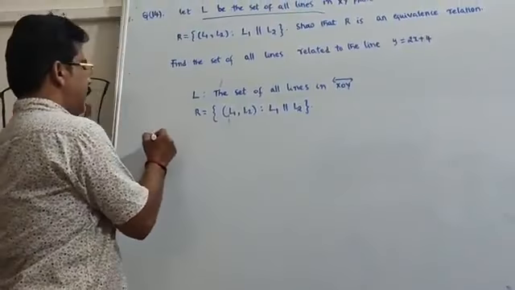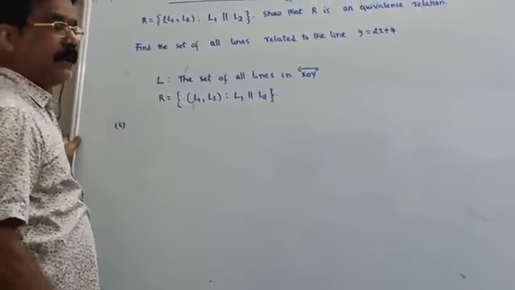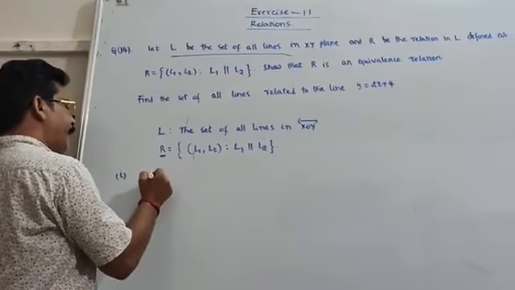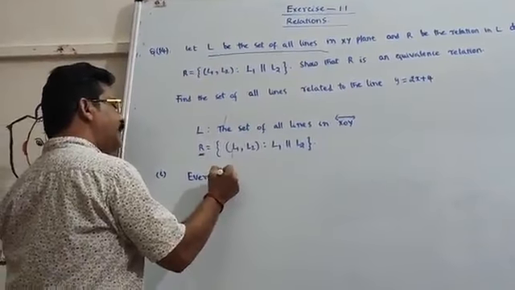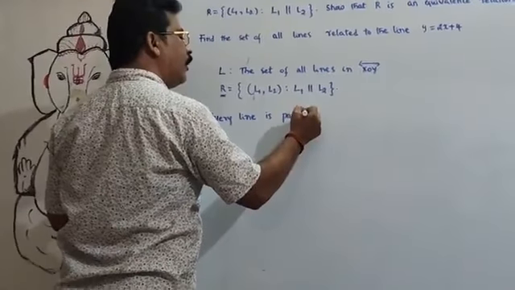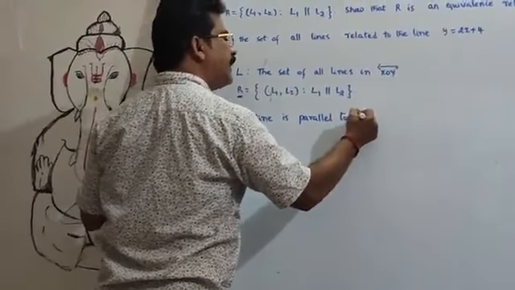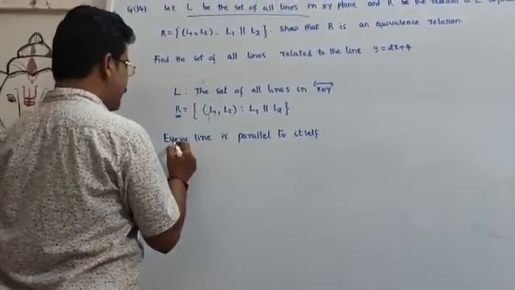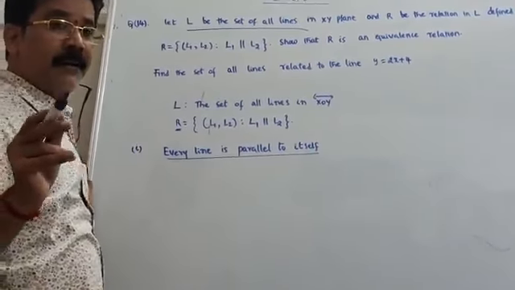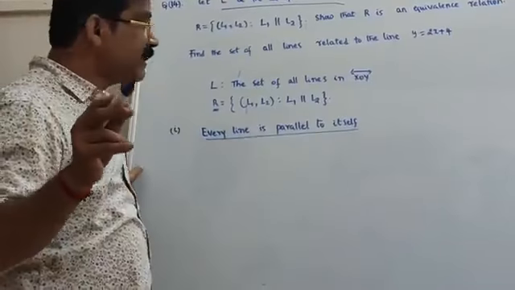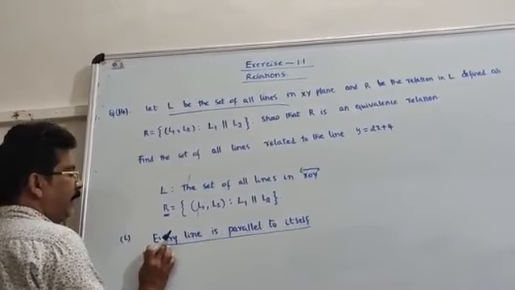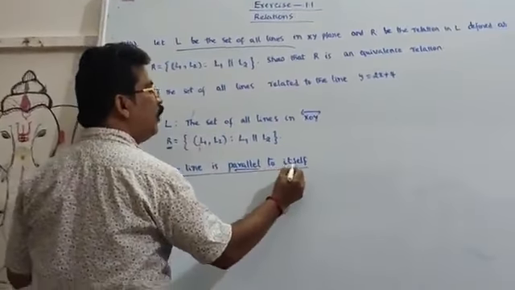Okay, listen. Number one. We have to show first that it is reflexive. Reflexive means every line is parallel to itself. This is the most important point in geometry. Mind it, don't say every line is perpendicular to itself. Remember this point. So we can write every line is parallel to itself.